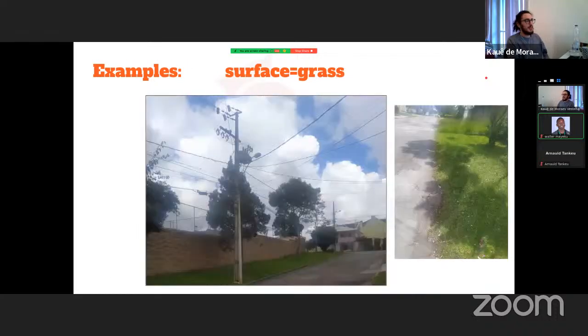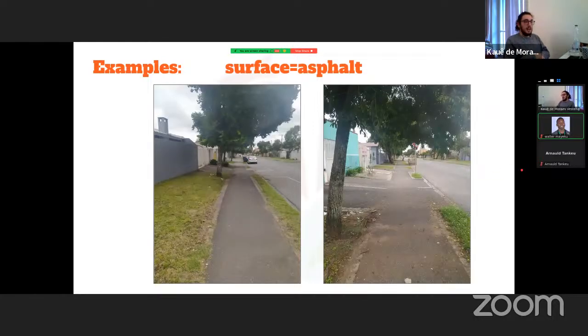Then there are surfaces that are less tricky, like grass. There are lots of sidewalks made of grass in Brazil. For example, this one doesn't even have a curb. This one, you have a curb. Surface asphalt is very smooth, but it's not that good in very high temperatures, because it absorbs too much of the solar radiation and becomes very hot.